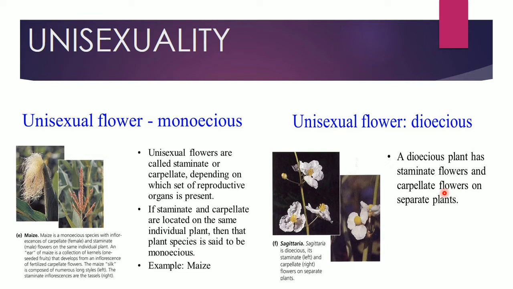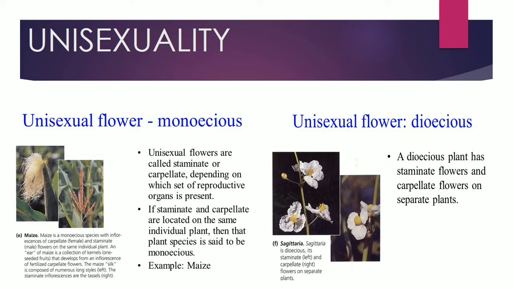So unisexuality, unisexual flowers will be there, and these two terms also keep in your mind. In 11th standard when we studied the structure of flower, I hope I told you about this. Anyway, monoecious and dioecious. Monoecious plants are the plants which have both male and female flowers, two types of flowers on the same plant. And dioecious plants are the plants which have either male flowers or staminate flowers, or female flowers or carpellate flowers. Is it clear? Now we will move to the next.